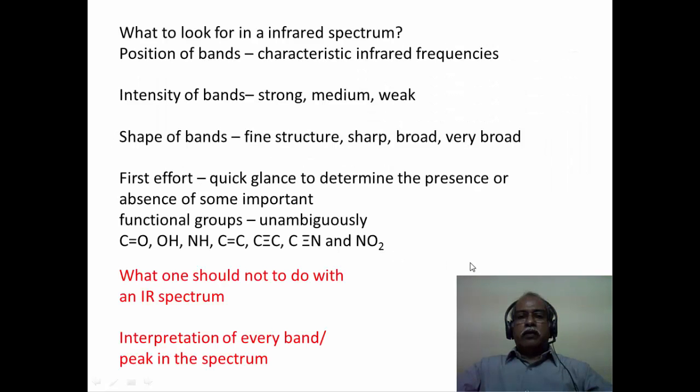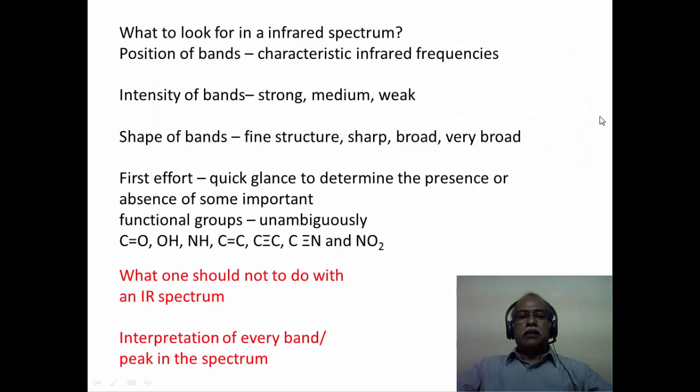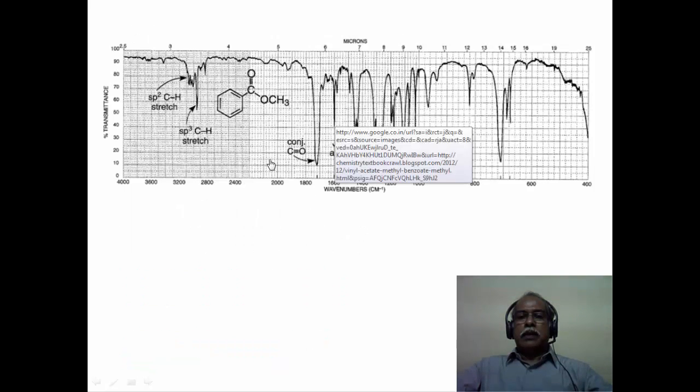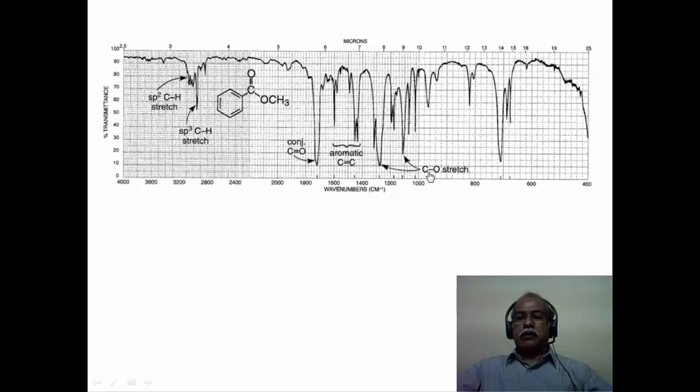Now what are we looking for in an infrared spectrum? The infrared spectrum is fairly complex. To interpret every one of the peaks in the spectrum is a humanly impossible or a very time consuming task. So what one looks for is first the intensity of the bands. Are they strong bands, medium bands, or weak bands? For example, this would be a strong band, this would be a medium band, and this would be a very weak band, which is a shoulder band.